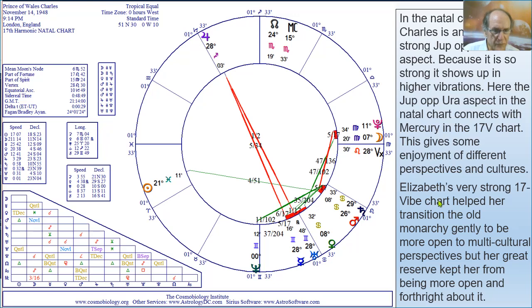Now, to read from the slide here, Elizabeth's very strong 17 vibe chart helped her transition the old monarchy gently to be more open to multicultural perspectives. But her great reserve kept her from being more open and forthright about it. So when you think about where the monarchy was 70 years ago, when Elizabeth got the throne, she has opened it up. She's loosened it up in a gentle kind of way.